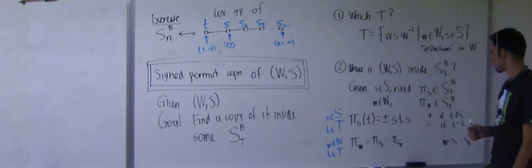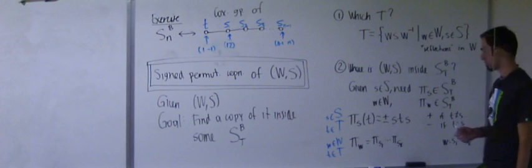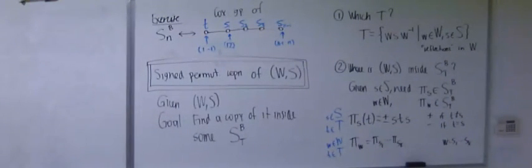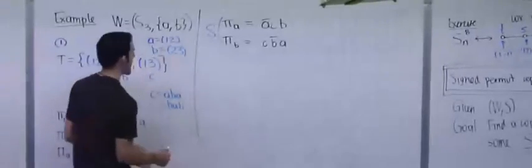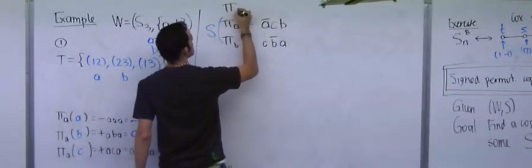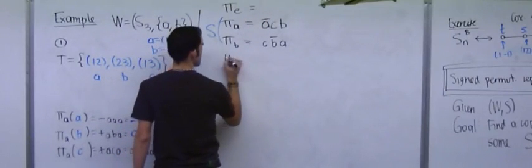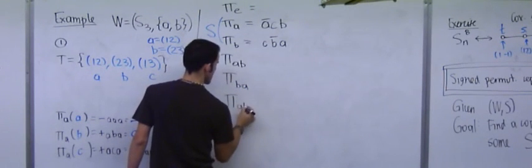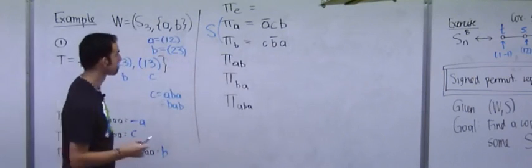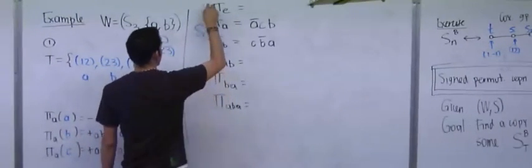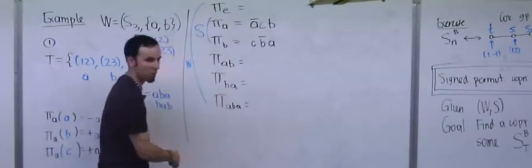Okay. So let's do that in this example. I already defined the images of A and B as signed permutations, but now I need to define the images of pi E, pi AB, pi BA, and pi ABA. Okay. When I do this, I'll have images for all the groups and for all the elements of W.